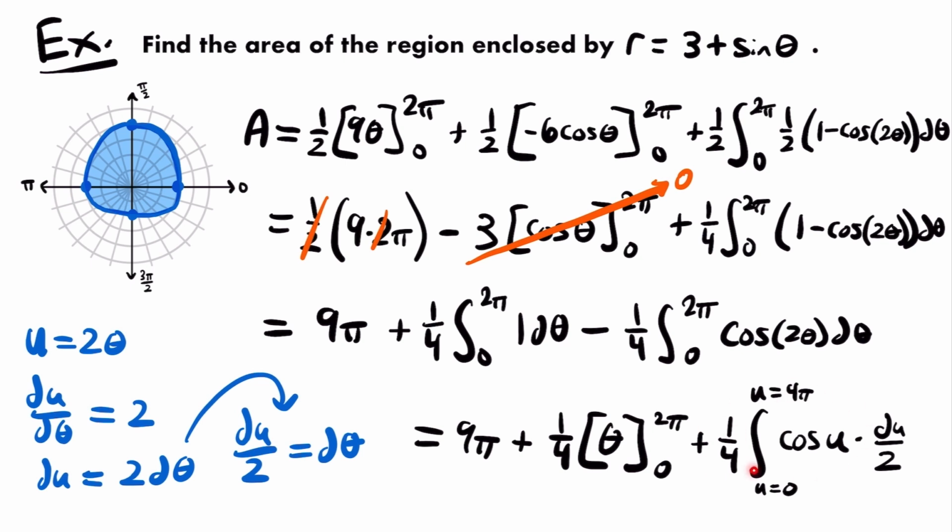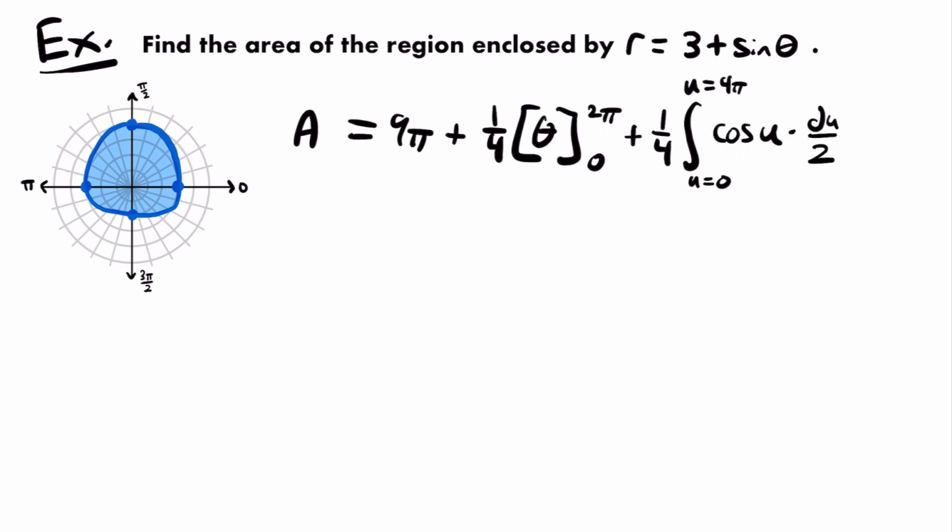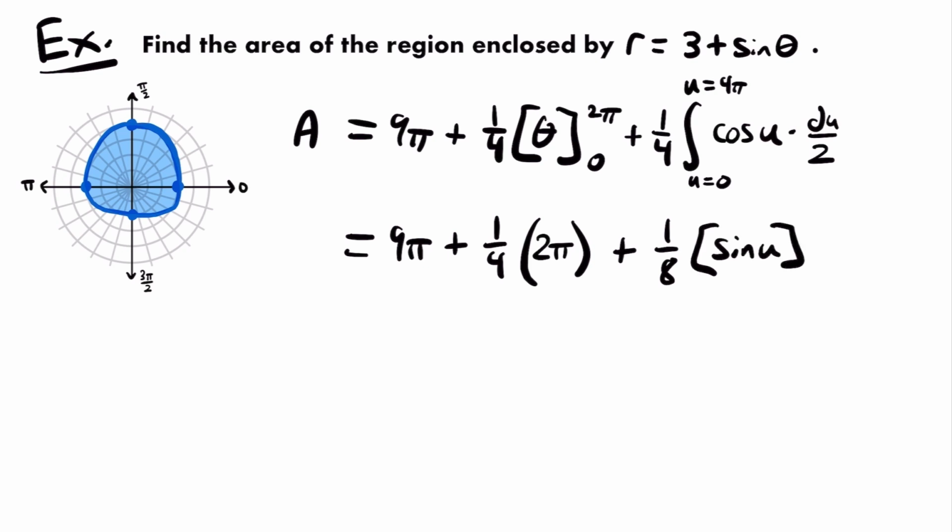Okay, so now our integral is in terms of u, and it can stay in terms of u. So now for our next step, we will have that this is equal to 9 pi plus 1/4 times theta evaluated at 2 pi minus theta evaluated at 0. So we'll have 2 pi minus 0, which is just 2 pi. So we have 1/4 times 2 pi. All right, then we'll add this to this integral, and I'm going to pull this 1/2 out to the outside, so we'll have 1/4 times 1/2, which is 1/8, and that's going to be multiplied by the integral of cosine u du, and the integral of cosine is sine, so we will have sine of u evaluated from 0 to 4 pi.